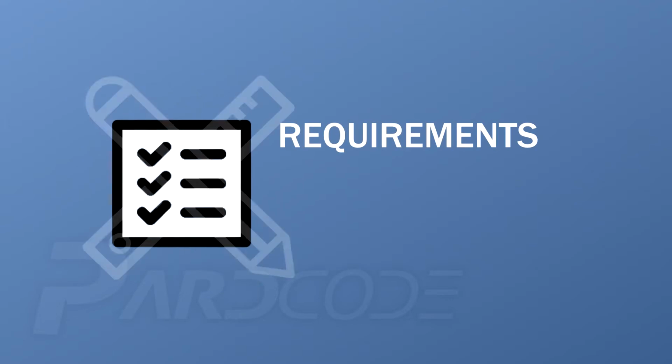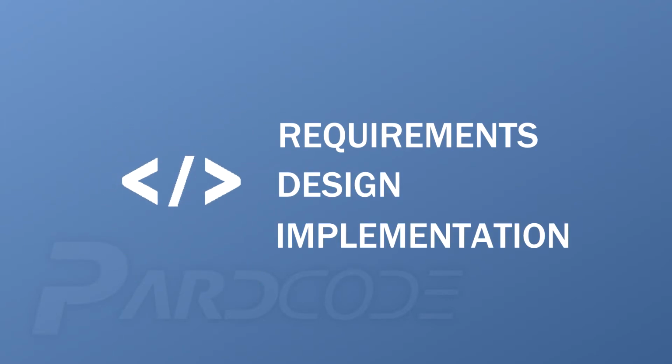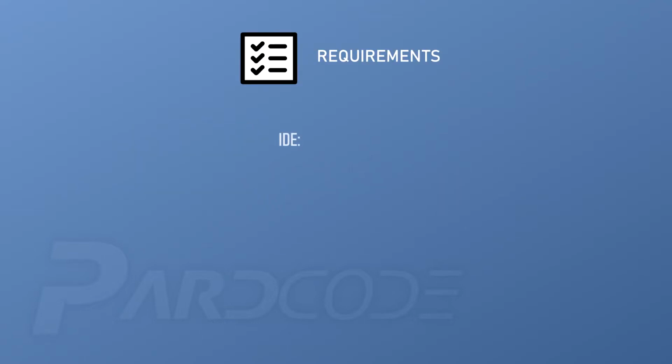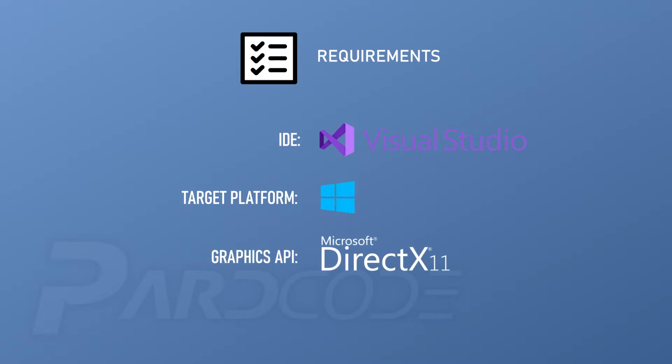As always, we will face three main parts: requirements, design, and implementation of all the necessary things to render the images. So let's start with the requirements. We need a C++ IDE. In this series we use Visual Studio 2019 Community. The target platform is Windows. The target graphics API is DirectX 11. And last but not least, a bit of knowledge of the C++ programming language is recommended.